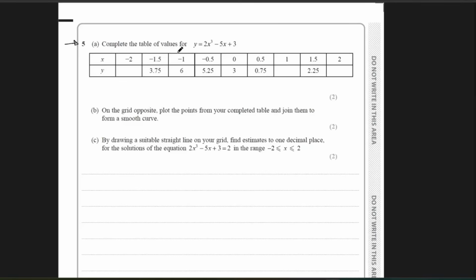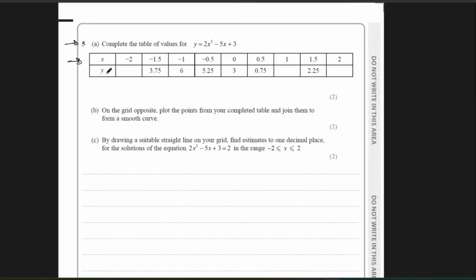A. Complete the table of values for y equals 2x cubed minus 5x plus 3. So this is a cubic equation, and we need to fill in this table. There are two rows, one for x, the other for y. X values range from minus 2 to 2, and we need to find the corresponding y values. So let's use our calculator to calculate the y values.